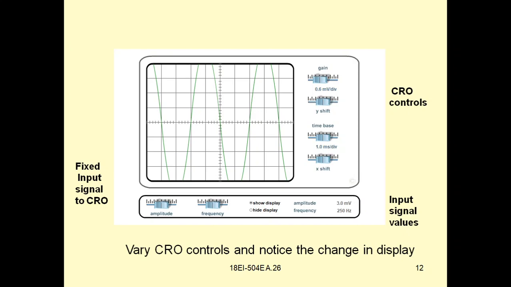250 Hz means what is the time period? 1 by 250, or else 1000 by 250. So 4 milliseconds is the time period. So now let us see.